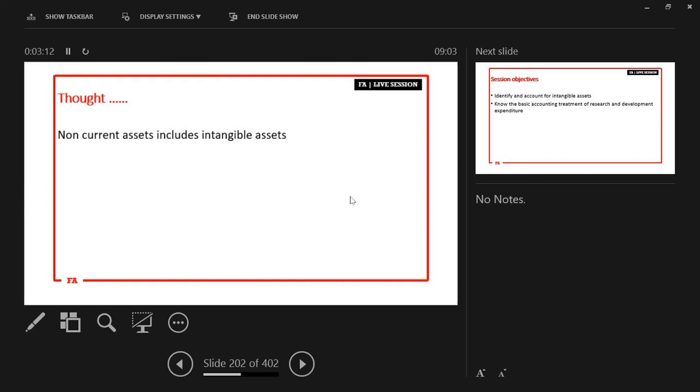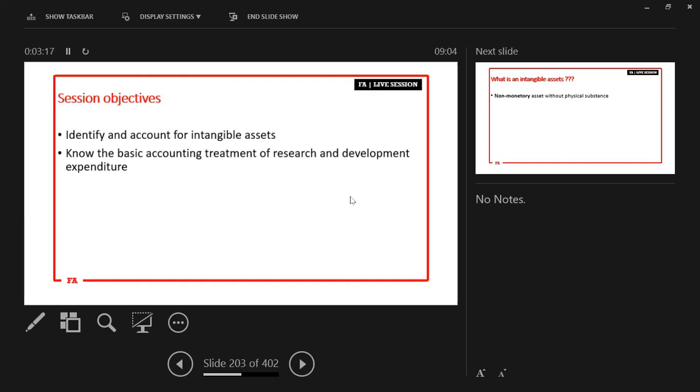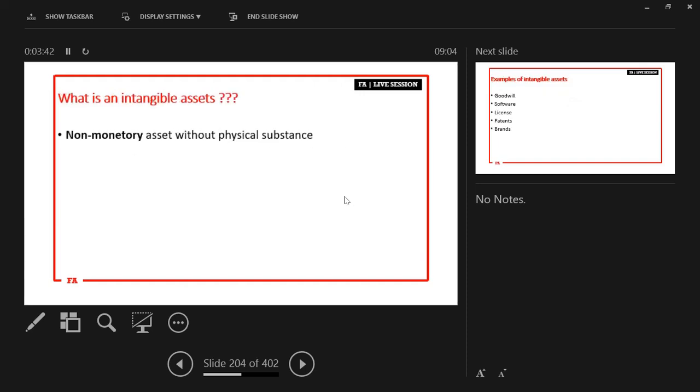Let's proceed. Our focus, we need to be able to identify and account for intangible assets. We need to know the basic accounting treatment of research and development expenditure. I'm going to discuss briefly the theory, and then we are going to close class. Is that okay? I'm going to show you what we're going to learn tomorrow.